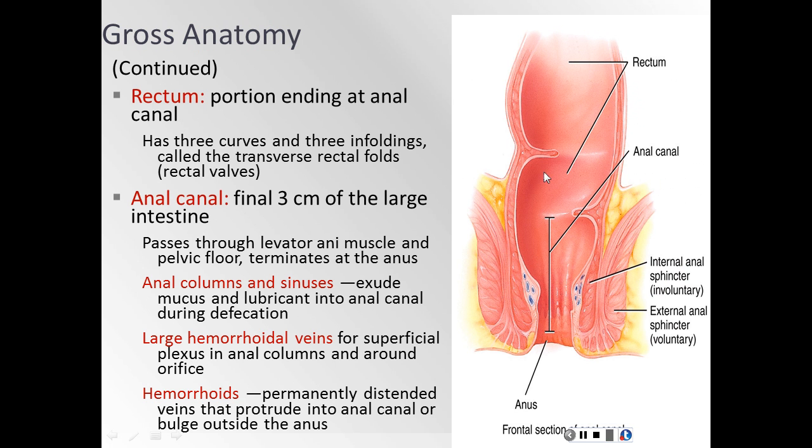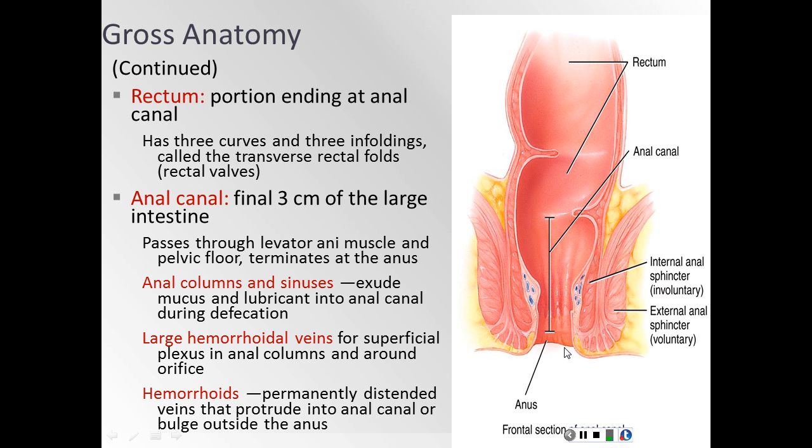So here we have an enlarged view of the rectum. Now the rectum has three folds called transverse rectal folds or rectal valves. Those valves allow the passing of gas while retaining the feces. Now the final 3 centimeters of the large intestine is the anal canal. It passes through the levator ani muscle, and then it's going to terminate at the anus, which is right here. So this is the anal canal, and here is our anus.